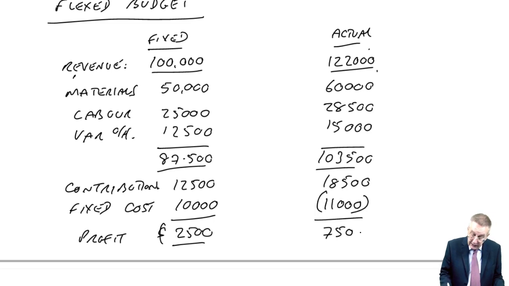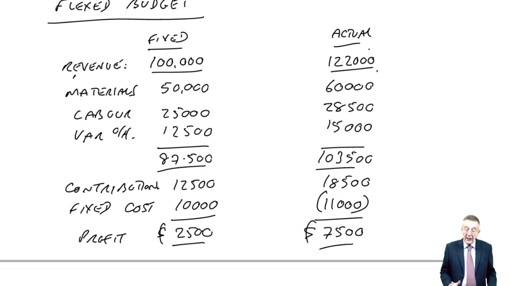So the profit 7,500. So overall, obviously a lot better than we forecast. However, I said one reason for budget was so we could compare, but to compare those two would be silly. You see, look at the materials.